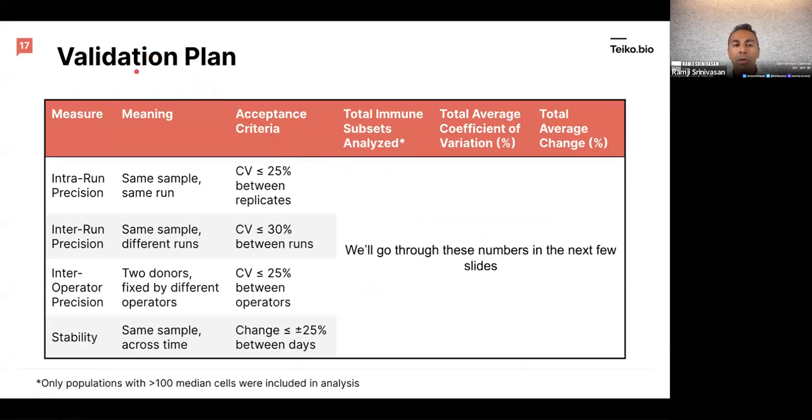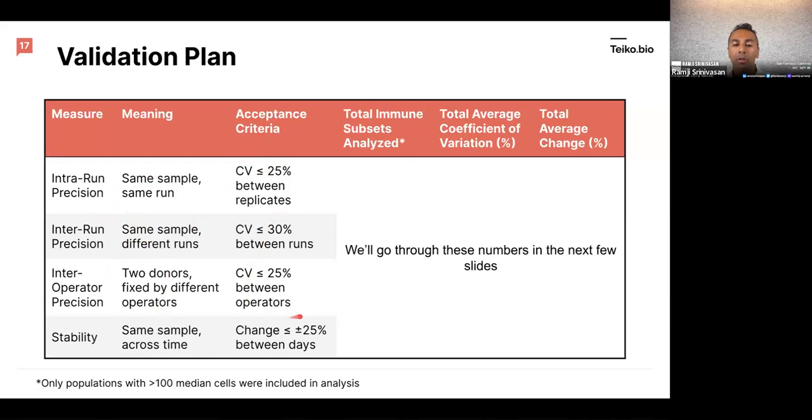And so to answer that question, we wrote out a big validation plan with 4 key measures: intra-run, inter-run, interoperator, and stability. Intra-run precision means take the same sample, split it up across the same run. Inter-run means the same sample across different runs. Interoperator is taking samples from 2 donors and fixing them by different operators. And stability is taking the same sample and then comparing it across time. And each of these has an acceptance criterion measured quantitatively by what's called a coefficient of variation, which is a measure of variation between, say, replicates or runs.